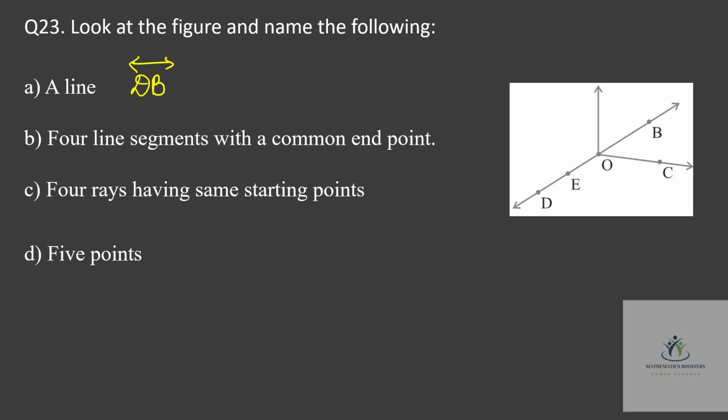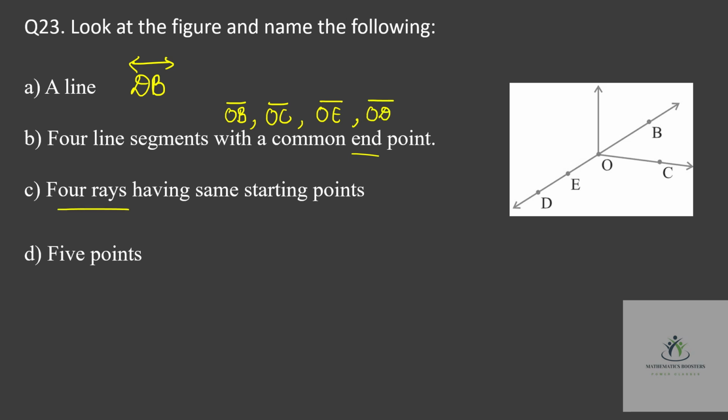Next, 4 line segments with a common endpoint. You can choose any common endpoint. I am taking O as the common endpoint. So OB with the line segment sign, OC, we have 2 endpoints. Then OE with a line segment sign. Then OD with a line segment sign.